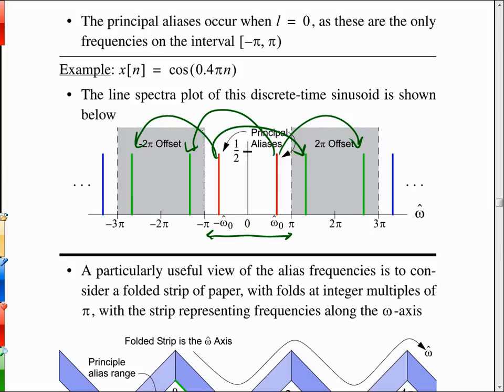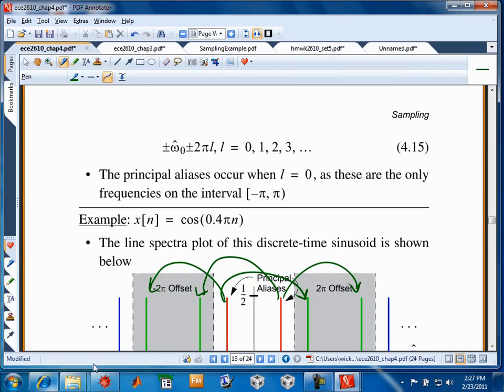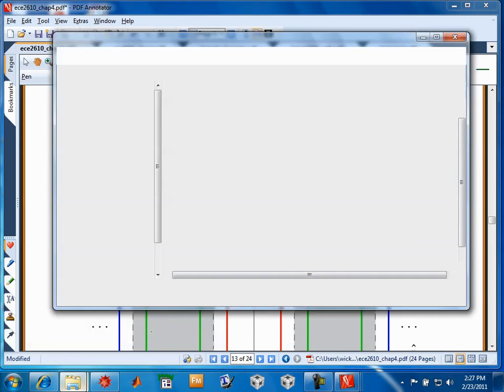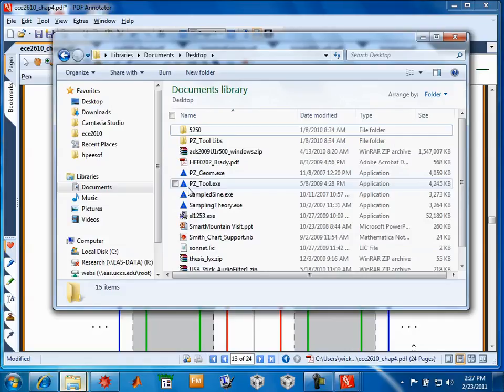Does that seem too confusing? If you're good with that, I'm going to show you something else and see if this is acceptable. This is kind of an advanced topic, but since I have it, a little tool that I wrote called Sampling Theory.